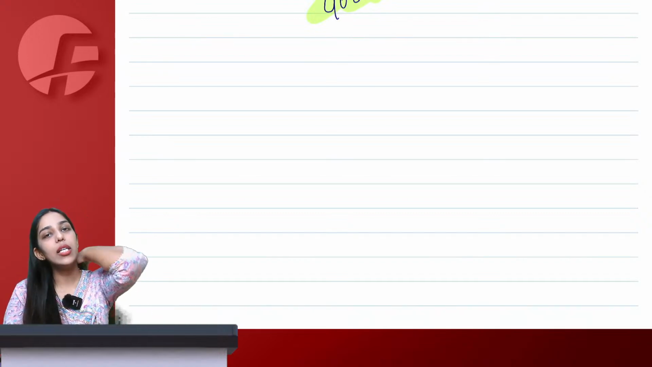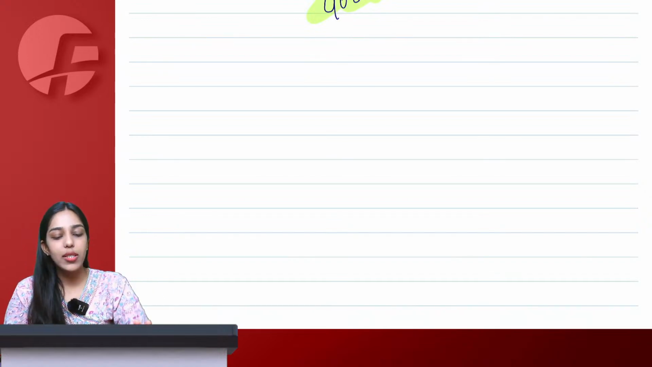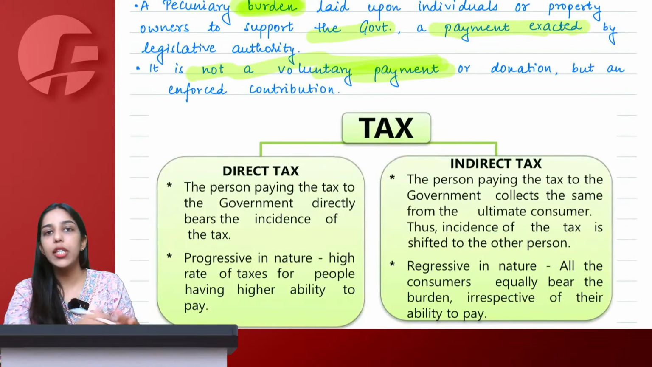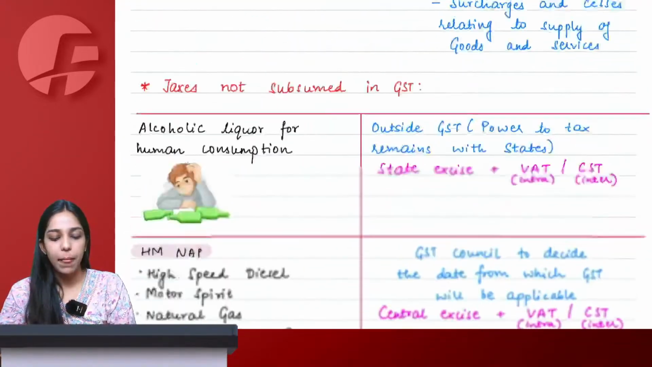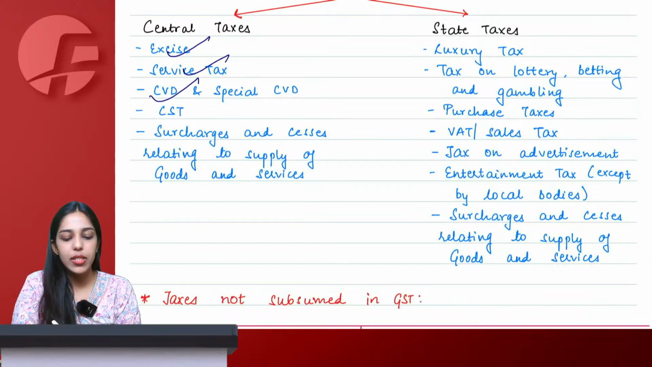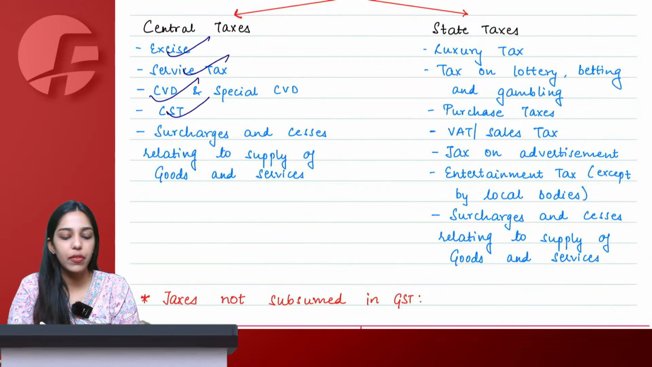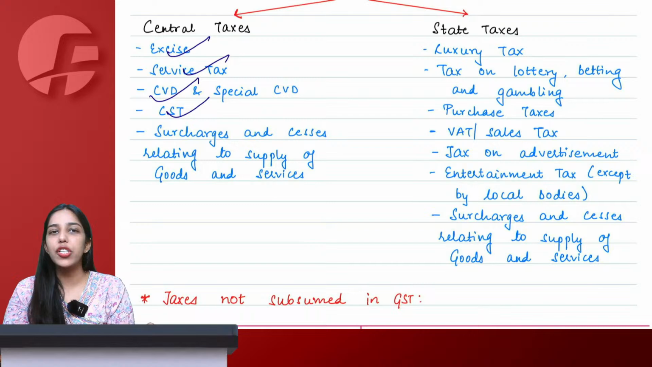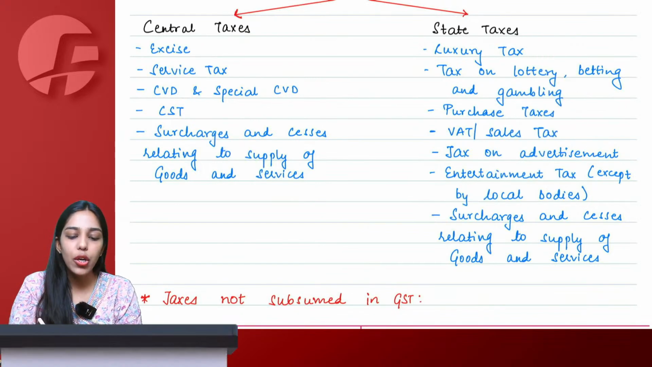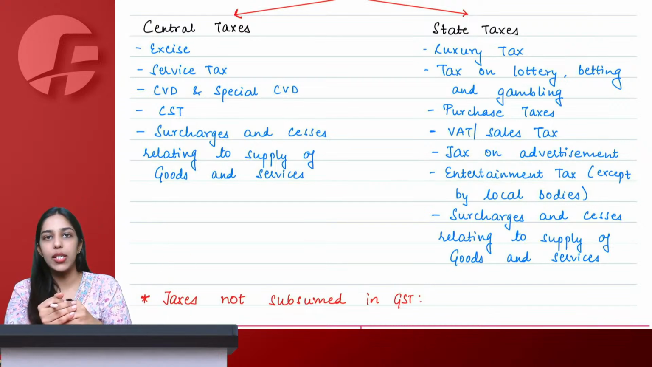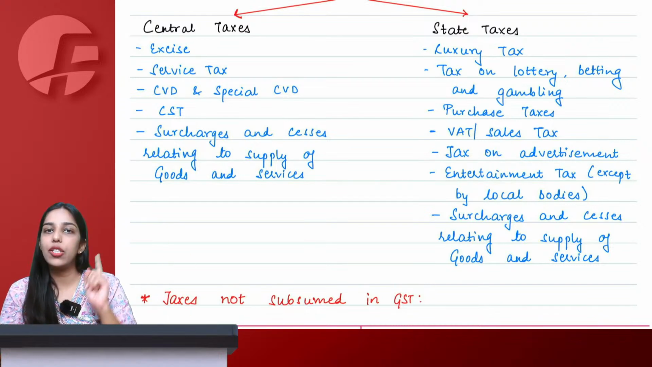So all the earlier taxes like VAT or sales tax, any octroi, any local body taxes, whatever indirect taxes were prevailing before 2017, before the implementation of GST, are now subsumed in GST. They are all, see, excise, service tax, CVD, countervailing duty, special countervailing duty, CST, any kind of surcharge, tax on lottery, betting, gambling, purchase taxes, advertisement taxes, all of these taxes are today subsumed in GST. Therefore, we call GST one nation, one tax.